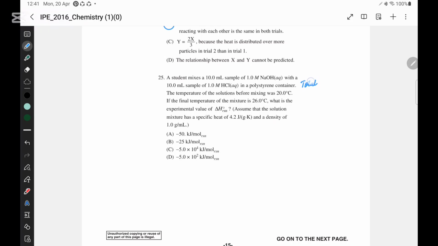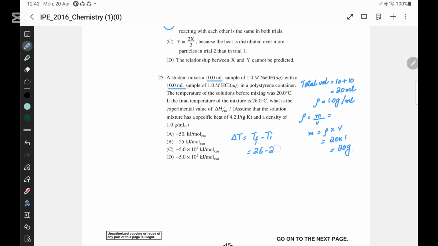Total volume of NaOH and HCl comes out to be 10 plus 10, that is 20 milliliter, and the density they have given us is 1.0 gram per milliliter. Density is equal to mass per unit volume, and we need to find the mass: density times volume, so that is 20 times 1, and that comes out to be 20 gram. So delta T is going to be equal to how much?